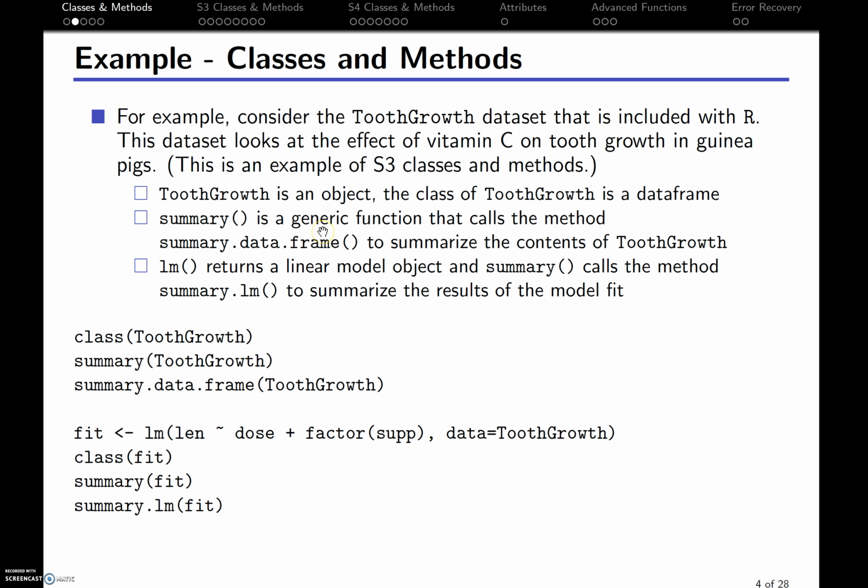So if we run summary on ToothGrowth, it's going to summarize the contents of ToothGrowth. We'll see that in just a moment. Versus if we are to run a linear model to maybe look at the effect of dosage of vitamin C and a factor that affects the length of the teeth, we can run summary on that model result. So this object here, fit, is also an object, but summary is going to operate differently here. Okay, so let's take a look at this.